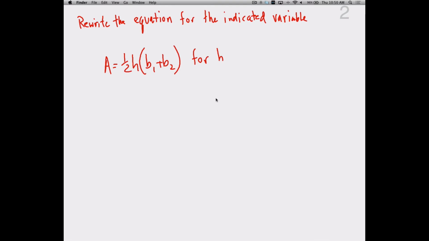There are 4 unknowns in that equation, A, H, B1, and B2. I could ask you to solve for any one of the variables. In this particular case, I wanted you to solve for H. How do I do that? There's a couple different ways to do it. One way is easier than the other. Any ideas? Well, let's see.